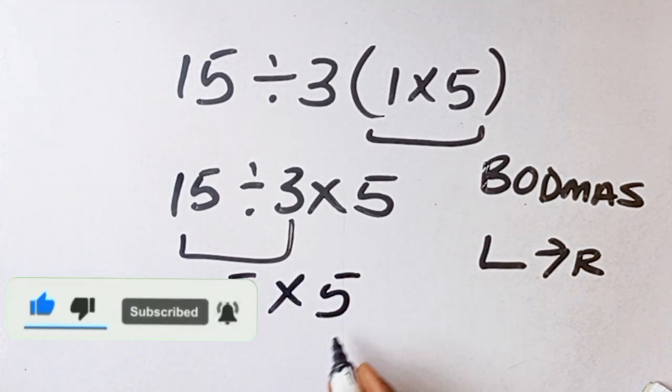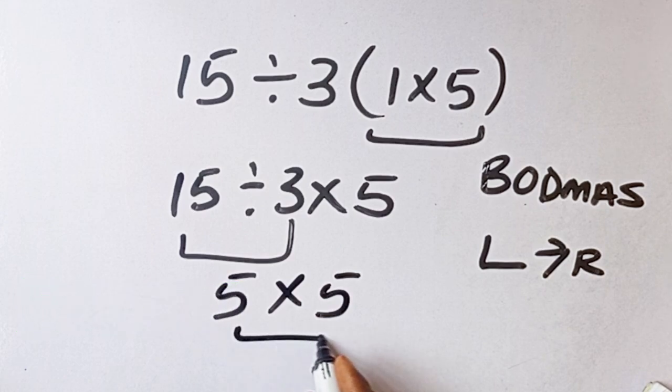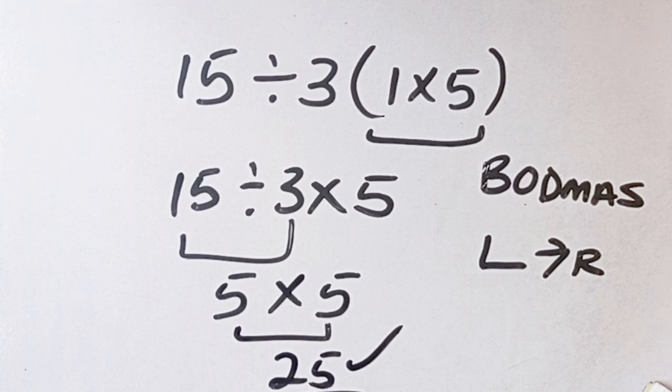Finally, 5 times 5 is equal to 25. And this is the final answer.